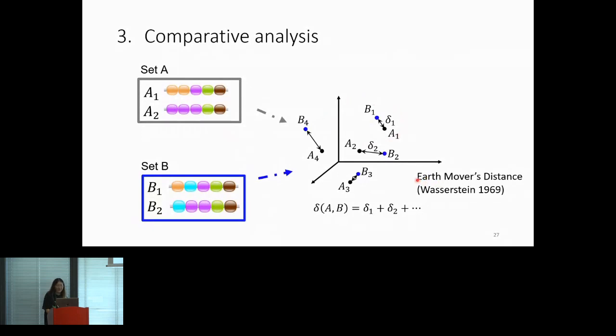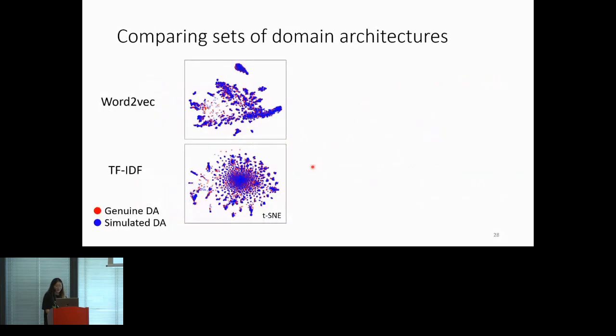To assess how similar the 2 sets are, I ask what is the smallest perturbation required to superimpose the 2 sets of points. This is called the Earth mover's distance. Here you see 2 embeddings, one generated with Word2Vec and one with TF-IDF, shown as 2D representations obtained with t-SNE. Red points correspond to genuine domain architectures, and blue points correspond to simulated domain architectures. You can see that the red and blue points are pretty close in this domain architecture space, but how close are they?